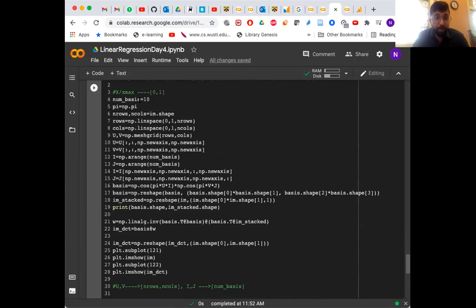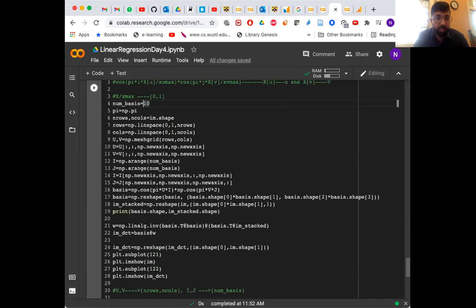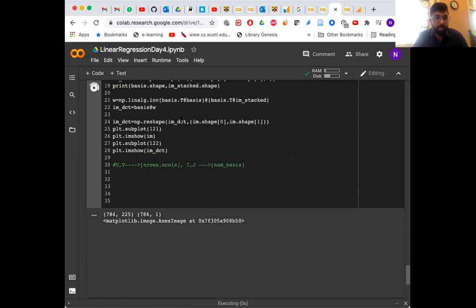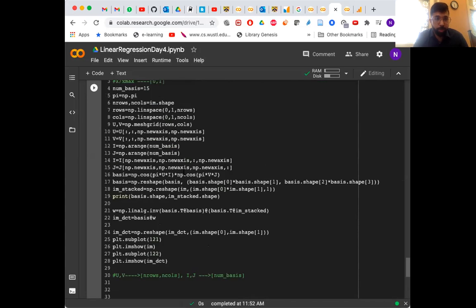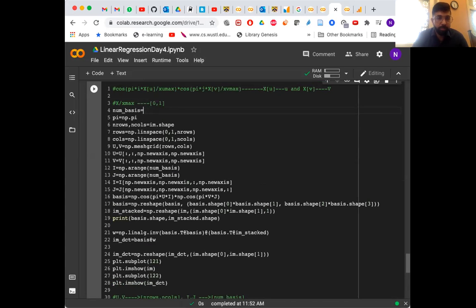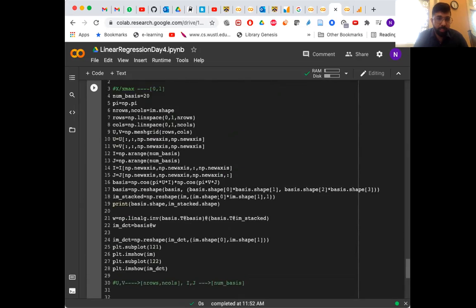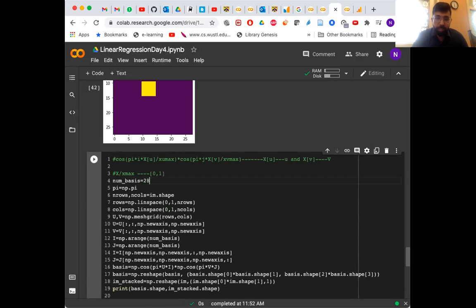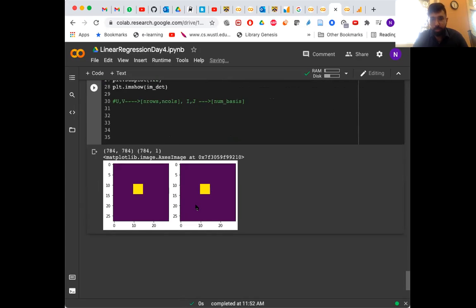So if I use just 10 bases, the reconstructed image looks like this. Let's increase the number of bases. Let's make it 15. If I use 15 bases, the reconstructed image looks much better. If I use, let's say, 20, it's even better. If I use 28, it should look exactly the same. So that's basically how DCT works.